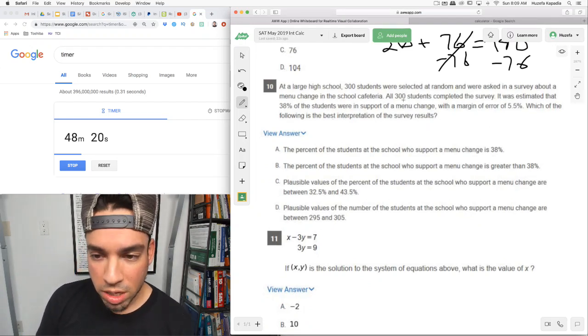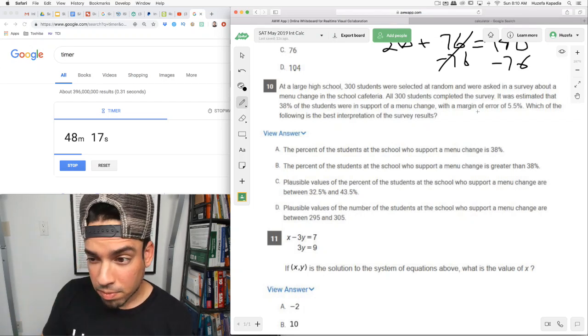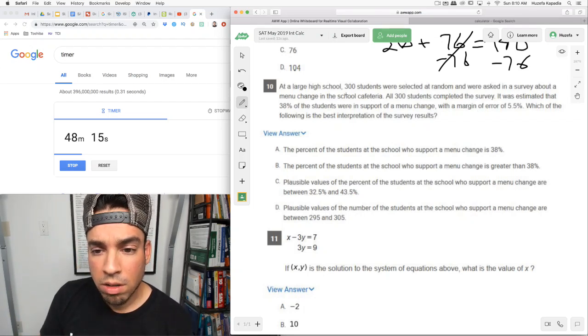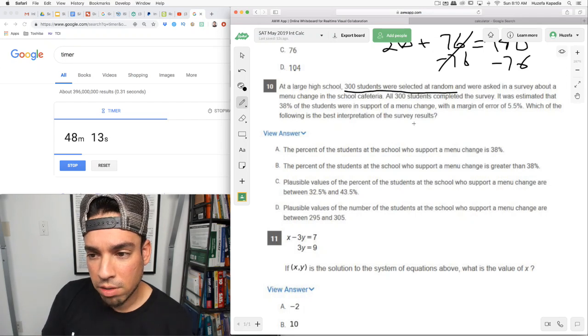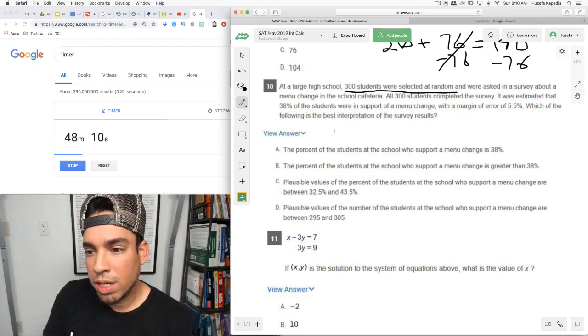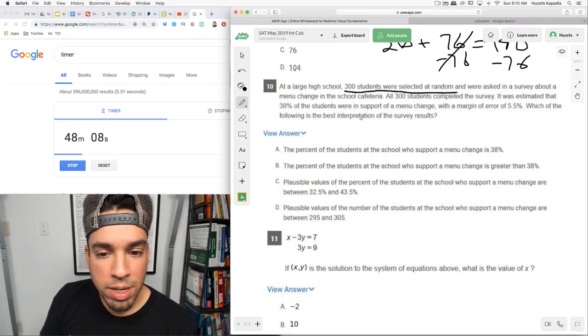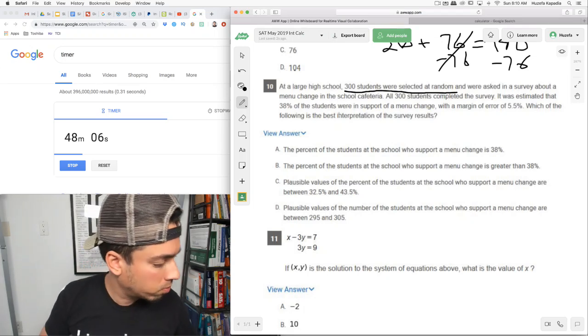At a large high school, 300 students were selected at random to take a survey. All 300 students completed the survey. It was estimated that 38%, I'm losing, what's happening here?